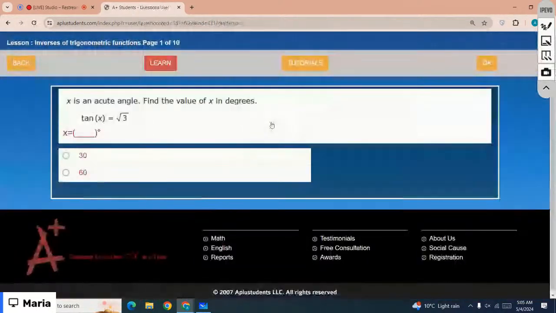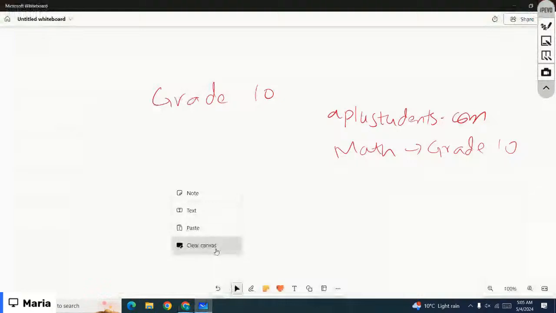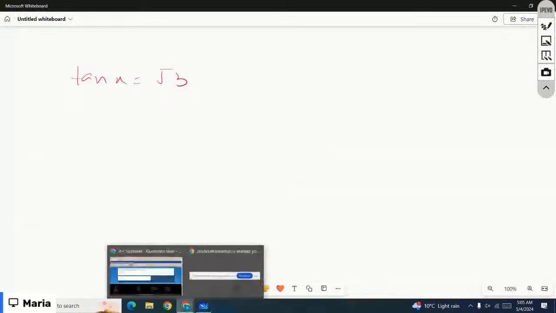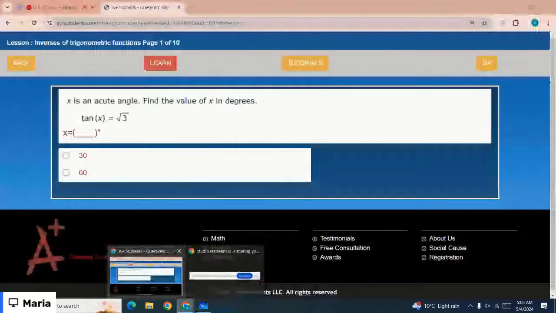X is an acute angle. Find the value of x in degrees. Tan x equals square root 3. You need to calculate the tan of x, right? So we have to calculate tan x for all the three and find the unique one, which is the correct option, right? So you are given tan x equals square root 3, right? You have to calculate the value of x in degrees.